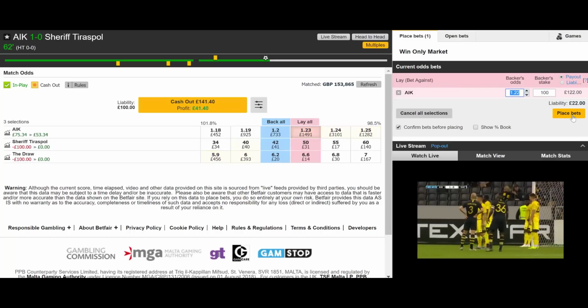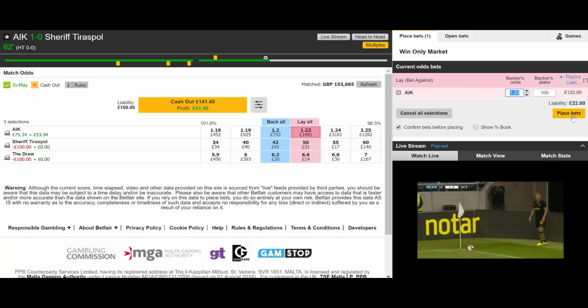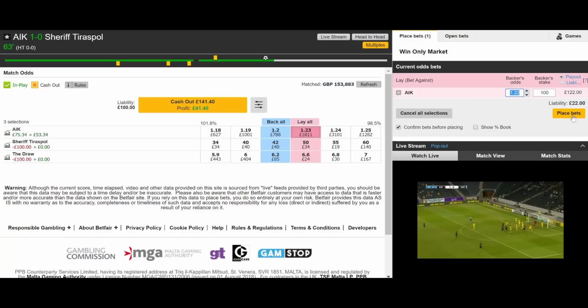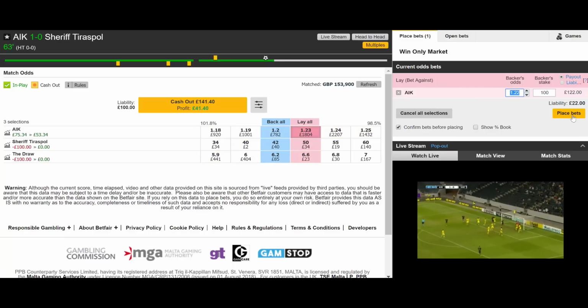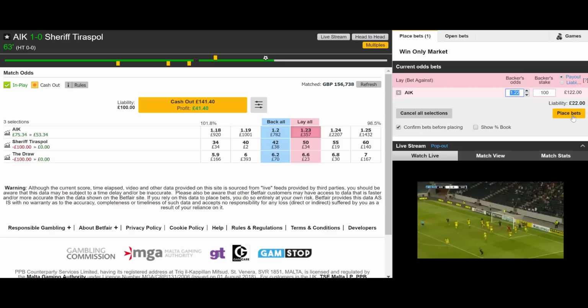I mean, they've got a corner, so here's another quick tip as well: if you see the team you're backing get a corner, let the corner play out. They might actually just score from it. No, that's back in the goalkeeper's hands.